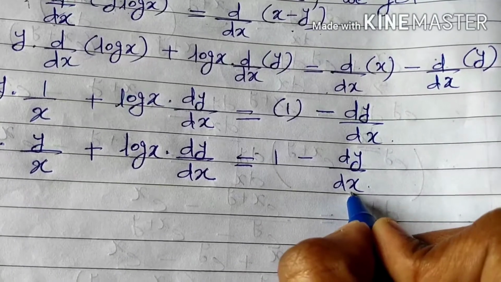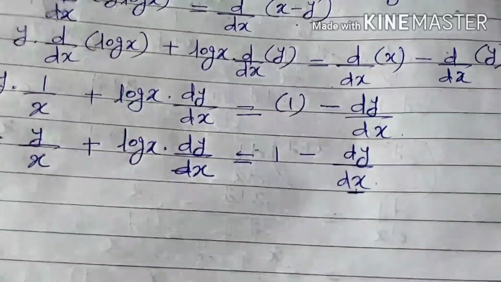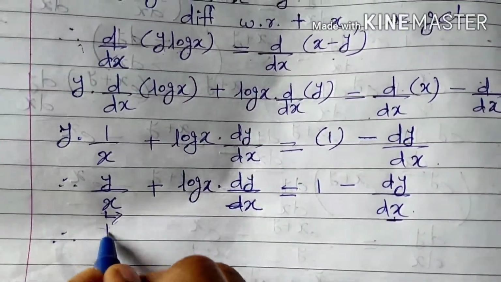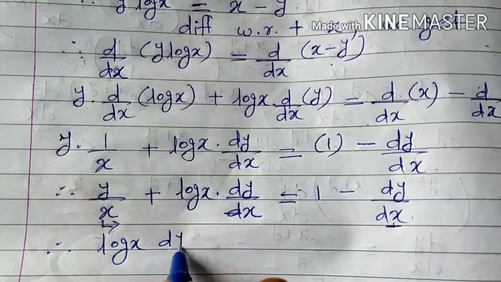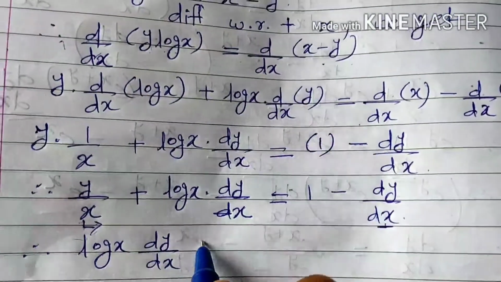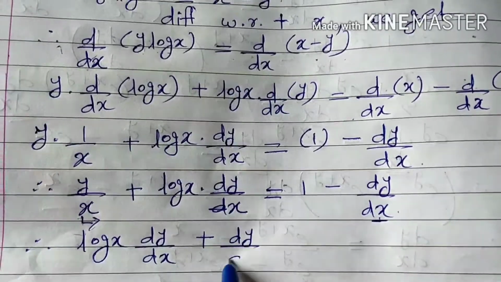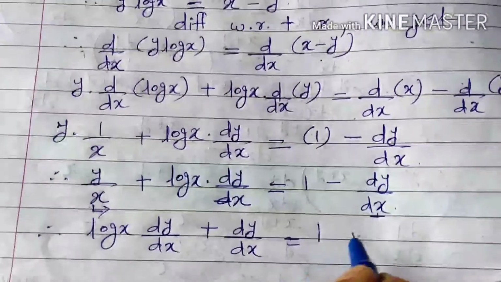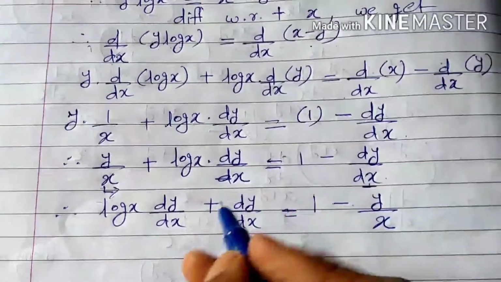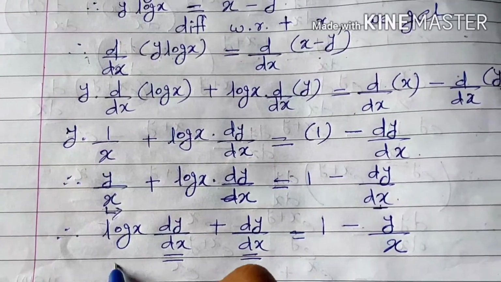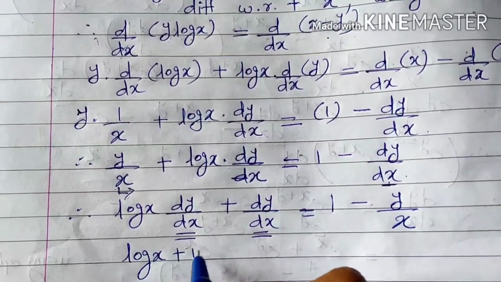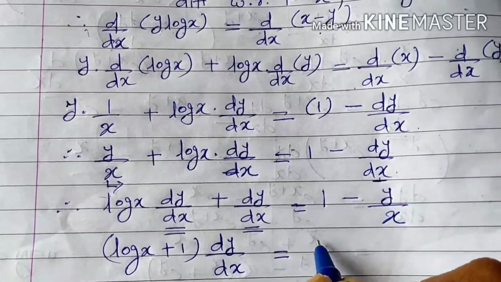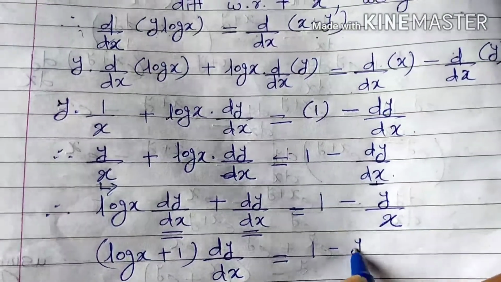Now collecting the terms of dy by dx, this y upon x transfers to this side. Therefore here log x dy by dx, and this term goes here, so it will become plus dy by dx is equal to 1 minus y upon x. Now take dy by dx common, so here remaining log x plus 1, into dy by dx is equal to 1 minus y upon x.